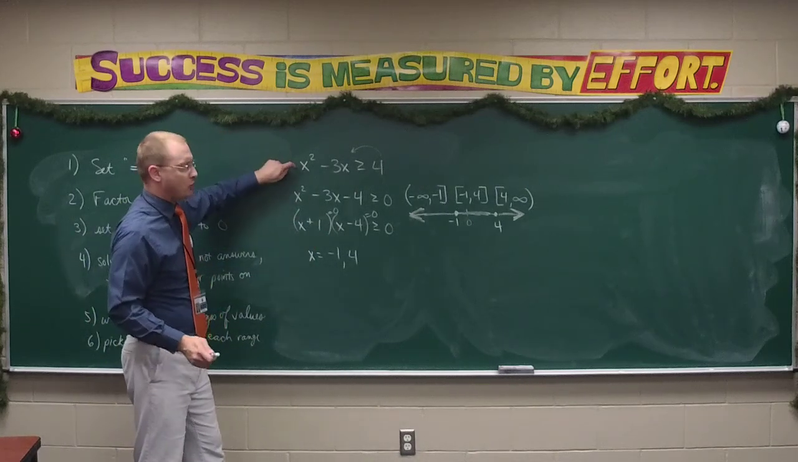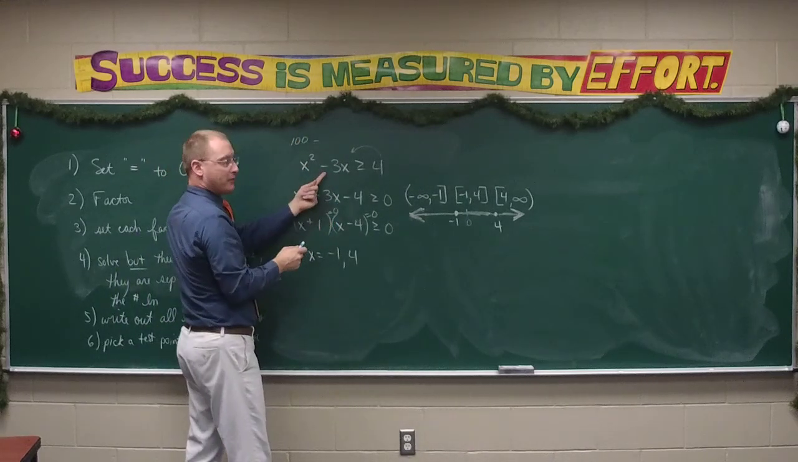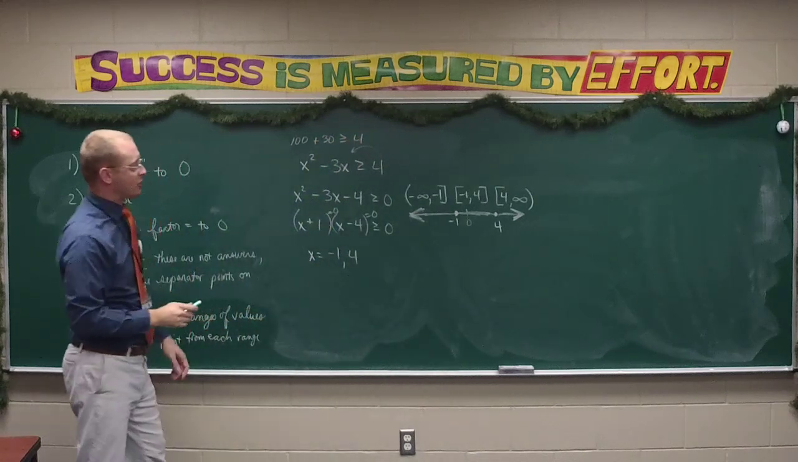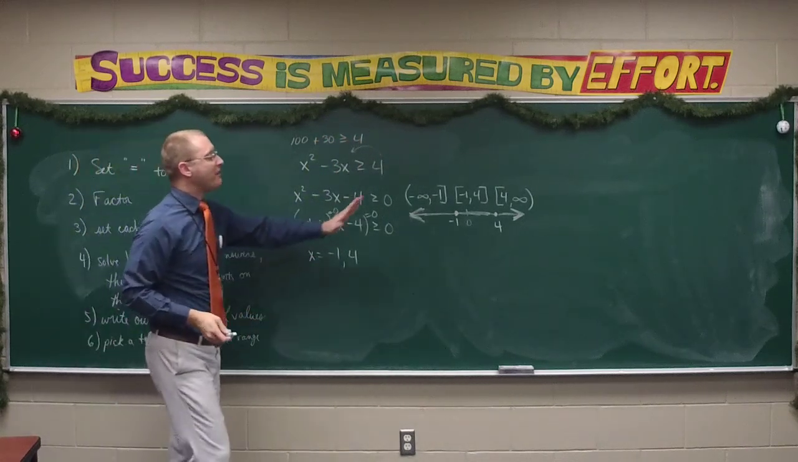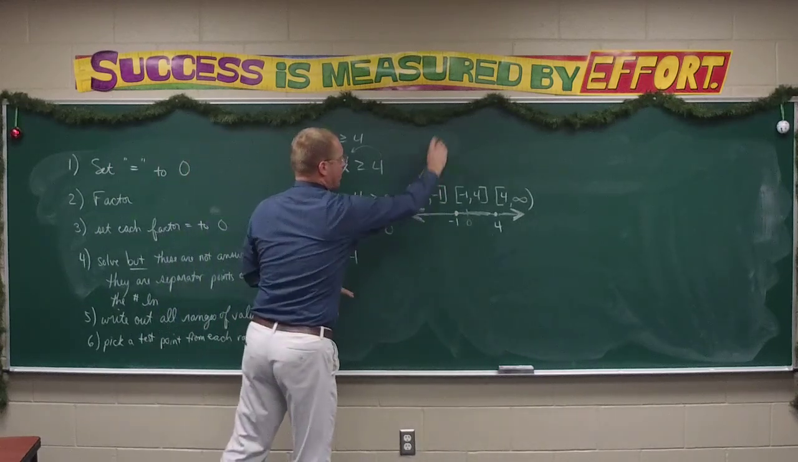What's -10 when you square it, class? 100. And -10 times -3 is greater than or equal to 4. Is that true? Yes. Any value, even -23 would have checked. -2. Any point that we try here would check.